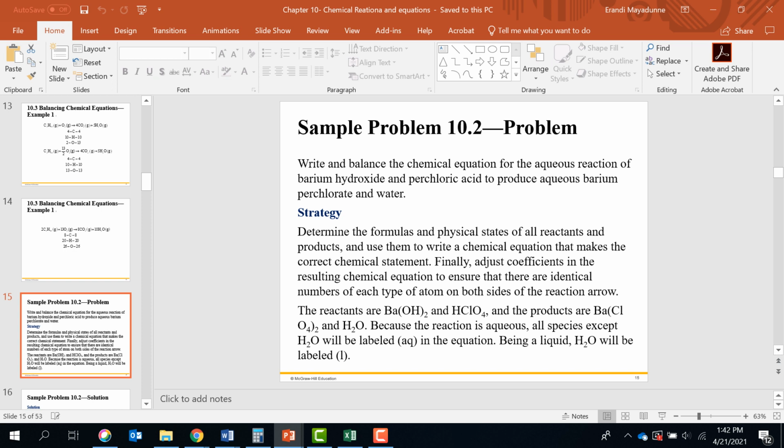So now I have this question. Write the balanced chemical equation for the aqueous reaction of barium hydroxide and perchloric acid to produce aqueous barium perchlorate and water. First thing first, you need to know how to write the chemical equation. If you don't know how to write the chemical equation, then it's going to be a little tough, right? So how to write the chemical equation?